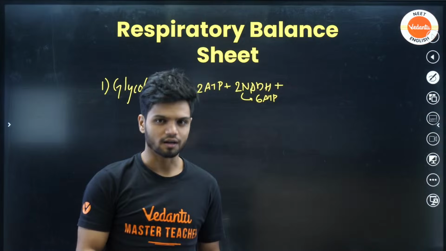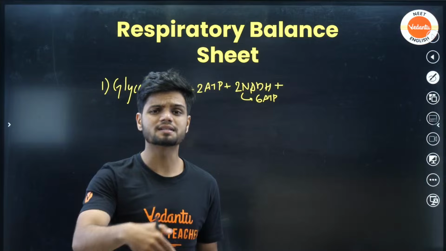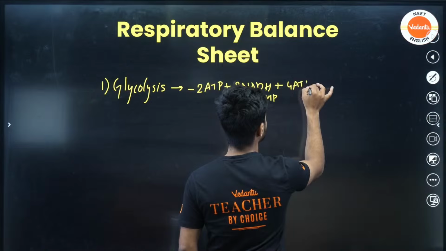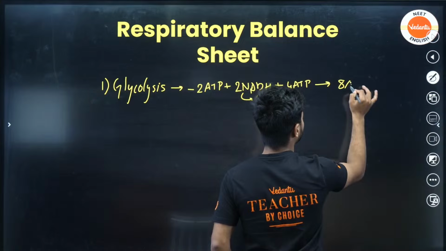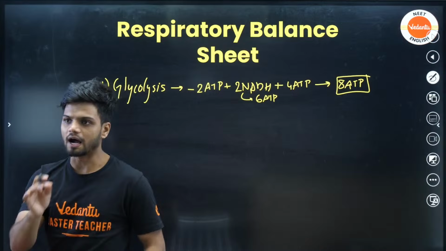glycolysis we also have 2 ATPs, but since it's double, we have 4 ATPs. So 6 plus 4 is 10, 10 minus 2 is 8 ATP. Yes sir, the total of 8 ATP in your glycolysis. I hope none of you have any doubt here. Okay, that is 8 ATP.